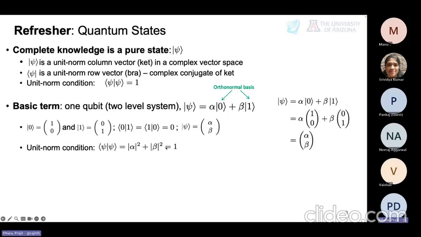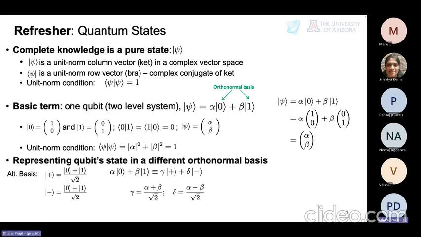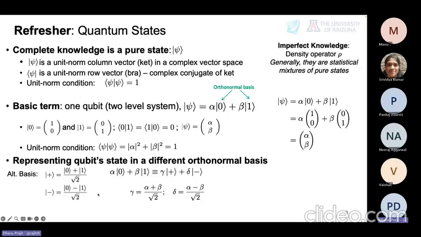That's how you get alpha beta, and you can also choose a different orthonormal basis for representing your state. If I chose the basis (0 plus 1) by square root of 2 and (0 minus 1) by square root of 2, they're still orthonormal to each other, but now you have different superpositions that are possible. What is generally covered later on is, what do we do when we have imperfect knowledge of the quantum state? Well, we can't write it as a pure state anymore. We have to think of it in terms of the density operator, or in a finite basis, a density matrix. And in general, they are statistical mixtures of different pure states.